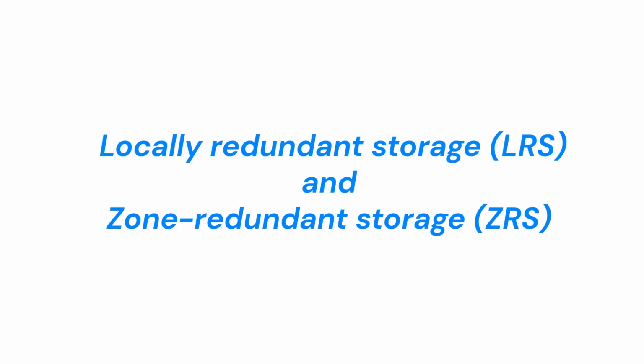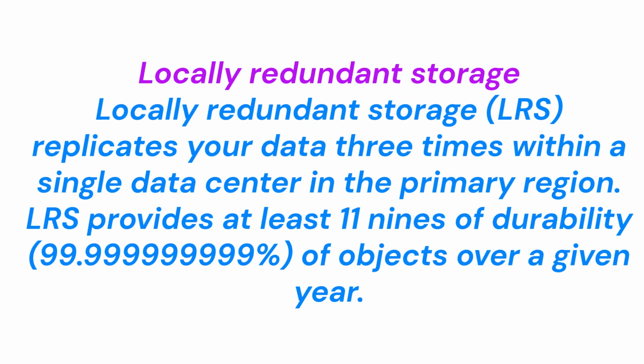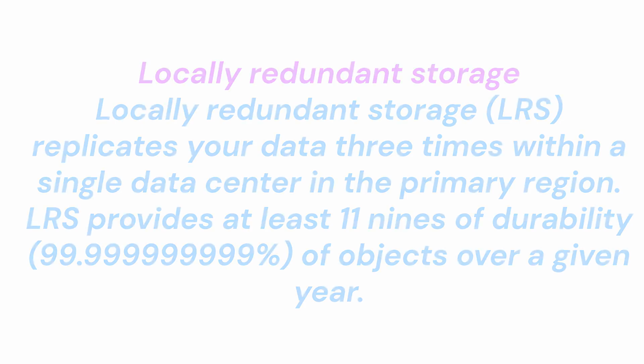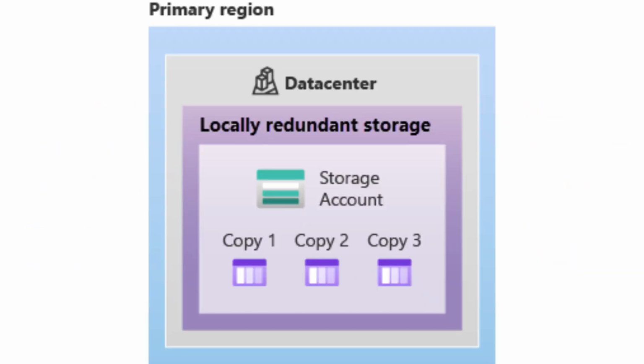Data in an Azure Storage account is always replicated 3 times in the primary region. Azure Storage offers 2 options for how your data is replicated in the primary region: locally redundant storage, LRS, and zone redundant storage, ZRS. Locally redundant storage. Locally redundant storage, LRS, replicates your data 3 times within a single data center in the primary region.